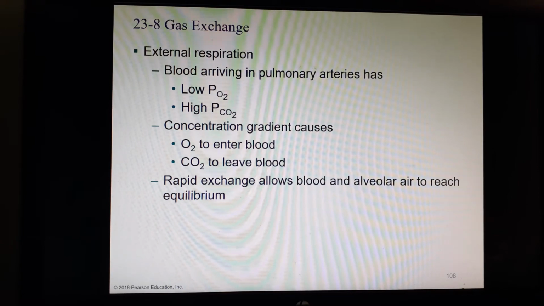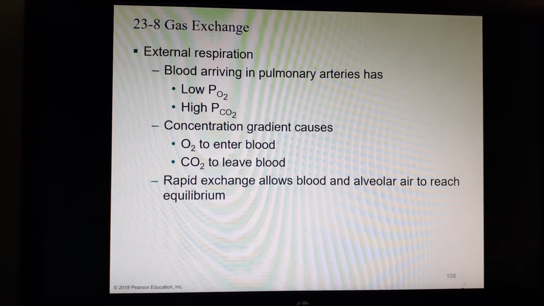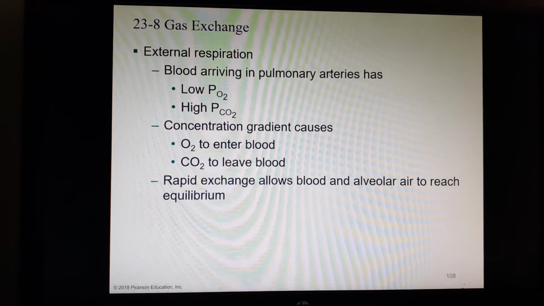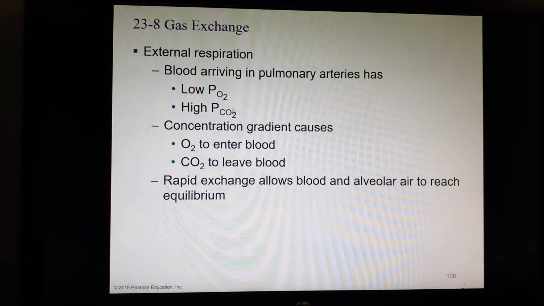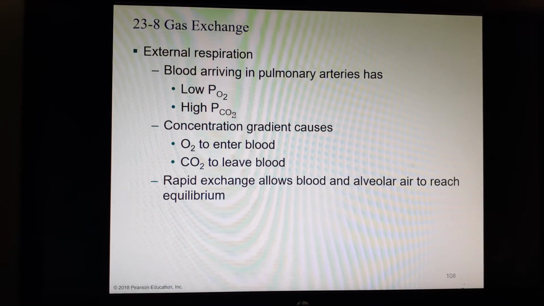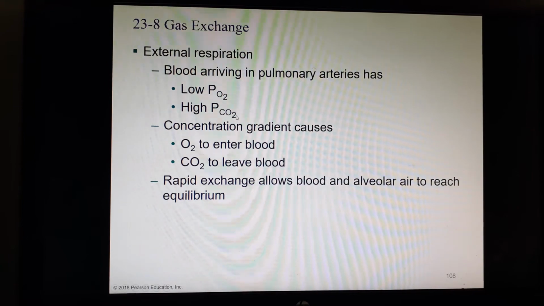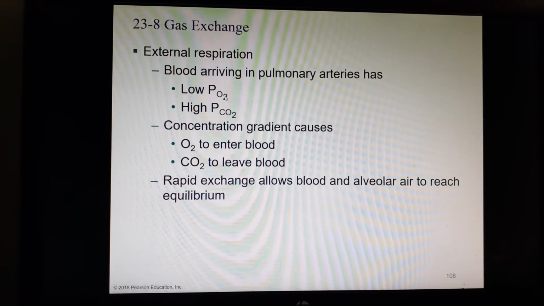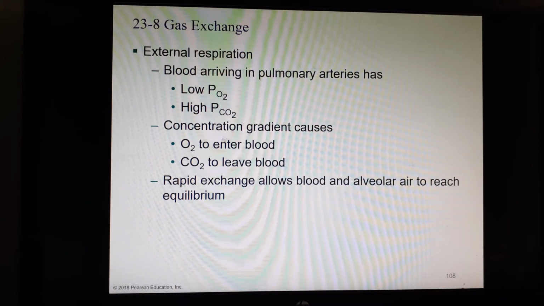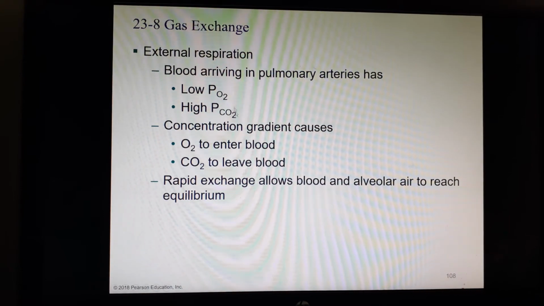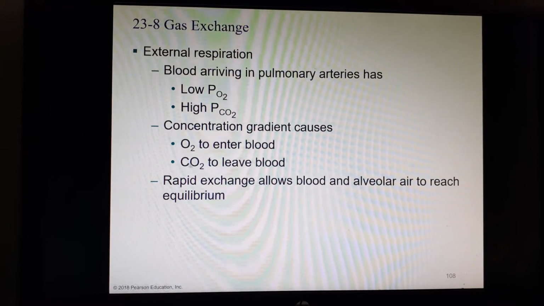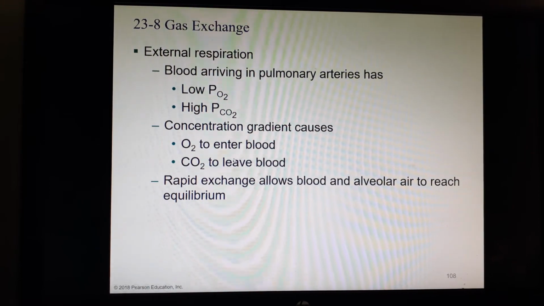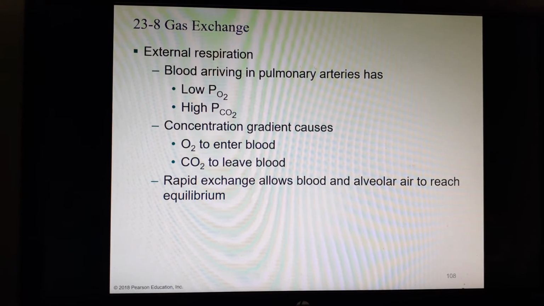So, external respiration is what's happening at the lungs. Blood that has come in from the right ventricle of the heart, coming in the pulmonary artery, has a low partial pressure of oxygen, but we have just picked up CO2 from all those capillary beds. So we have a high partial pressure of CO2. Because oxygen is low in the blood, this causes oxygen to enter the blood. Because CO2 is high in the blood, that causes CO2 to leave the blood. So at the lungs, we pick up oxygen and we push out carbon dioxide.